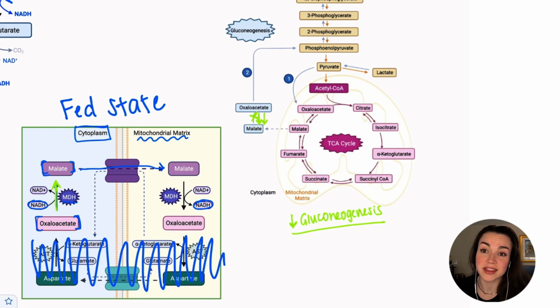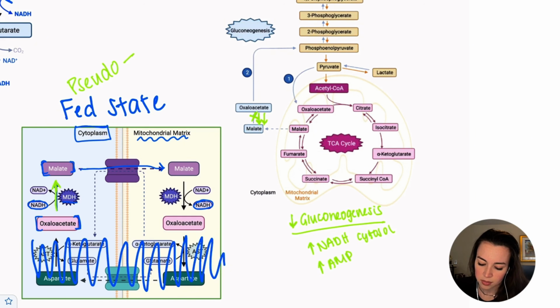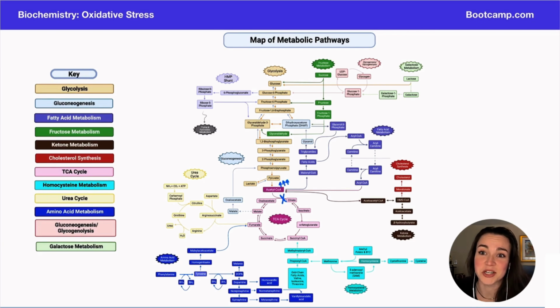It's important to note that this is a pseudo-fed state. It's not a properly fed state. We just have this artificially inflated NADH. And remember, gluconeogenesis requires an actual high energy state. It requires ATP to run. We need to invest energy into that process. So because we have high cytosolic NADH and high AMP, both of those factors are going to decrease gluconeogenesis. And that is why you get hypoglycemia with prolonged alcohol use. Okay, that was the hardest one to wrap your head around.